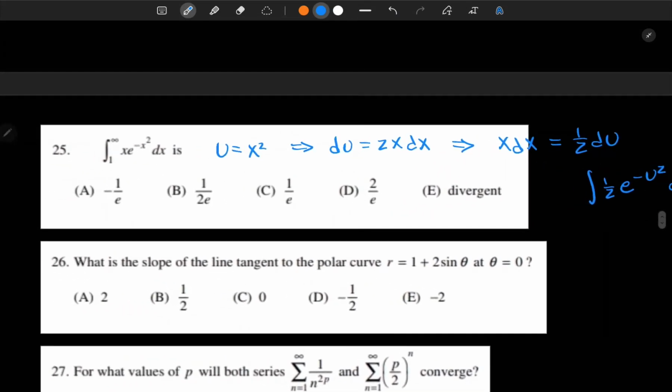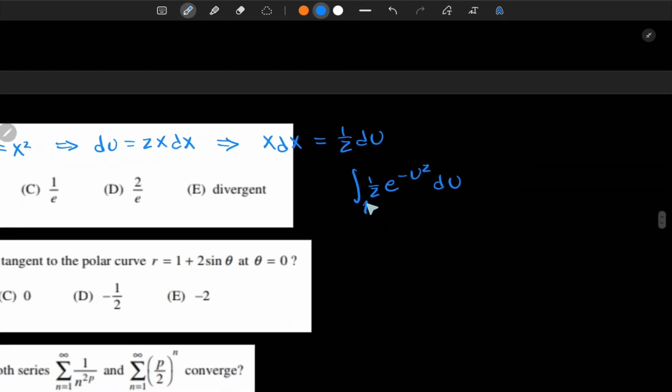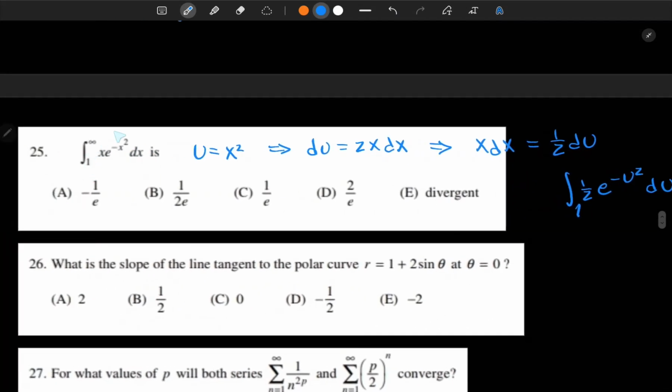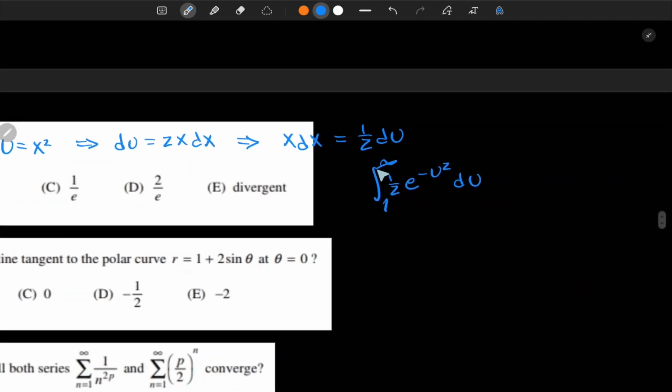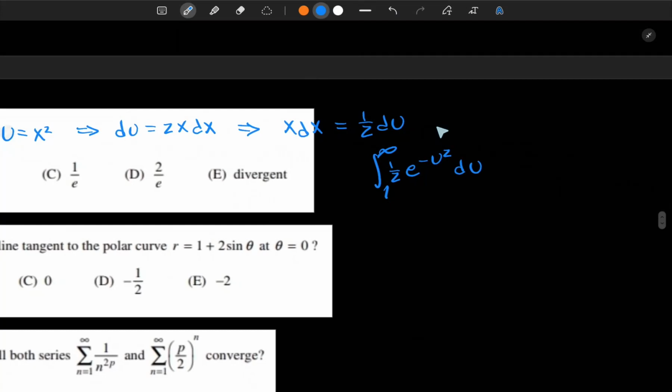And we need to change the bounds of the integral. So before we had x is equal to 1. Plugging in x is equal to 1 means that u is also equal to 1. And x goes to infinity. Well, x squared as x goes to infinity is still infinity. So the bounds are actually the same. Then, this should be a 1/2. This should be a 1.